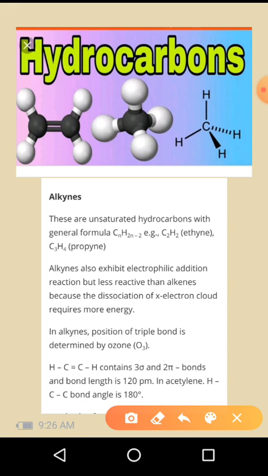So here is one alkyne structure, that is HC triple bond CH. It contains three sigma bonds, one from this side, one from this side, and one in between the carbon atoms, and two pi bonds, and the bond length is 120 picometer. In acetylene, HCCH, the bond angle is 180 degree.